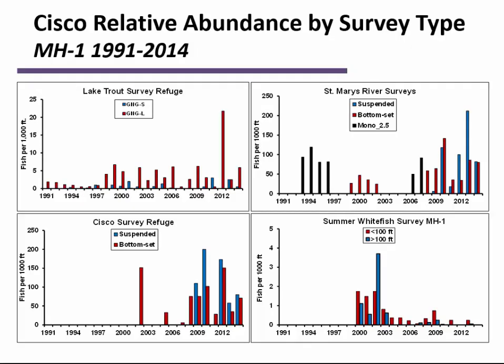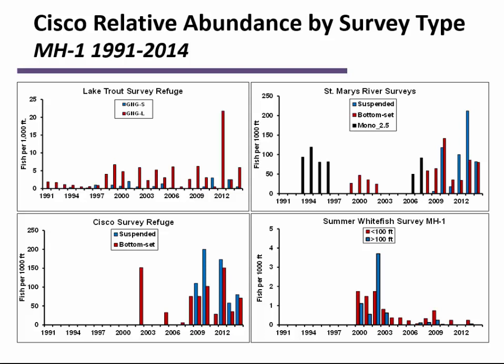These are relative abundance of Cisco from each of our surveys. The upper left is surveys done in the Drummond Island Refuge. The red bars represent large mesh gill nets of 4.5 inch and larger where we target lake trout. We also catch lots of large Cisco. The blue are small mesh gill nets.